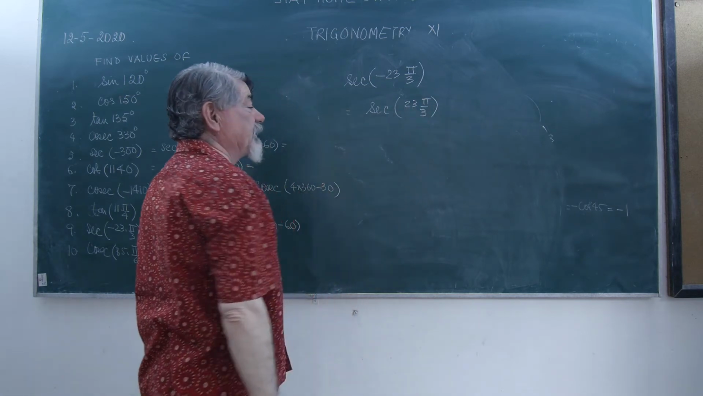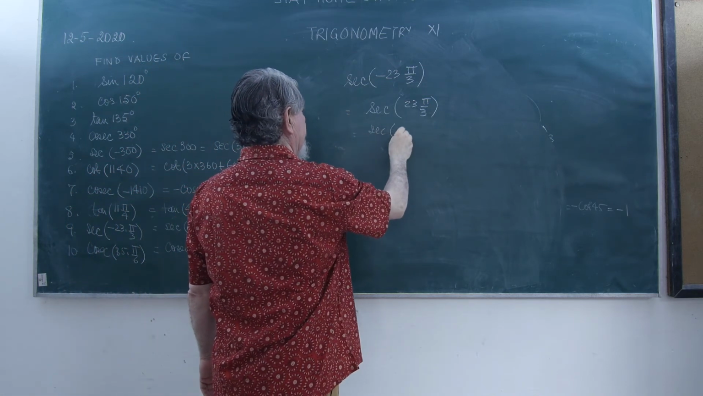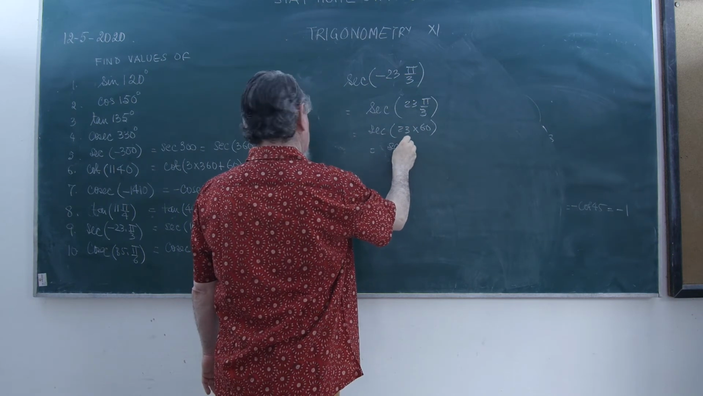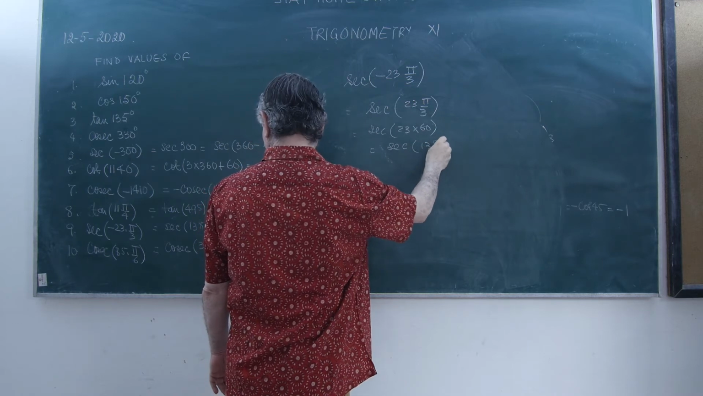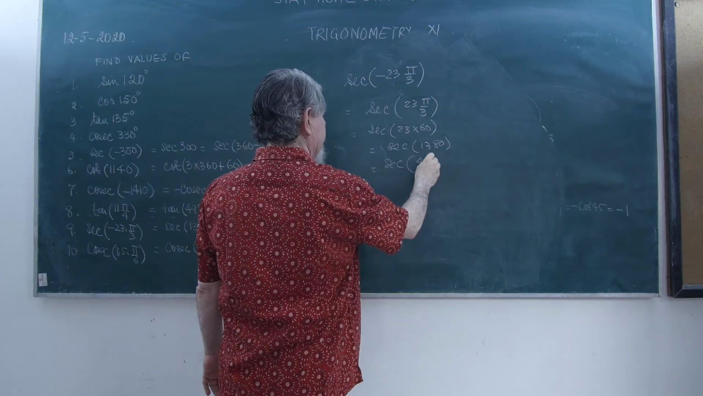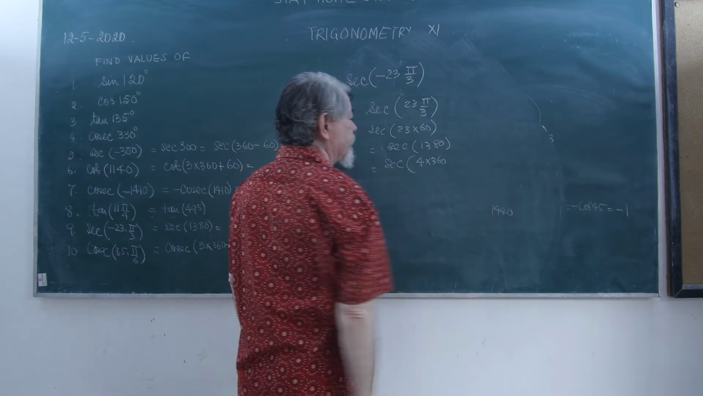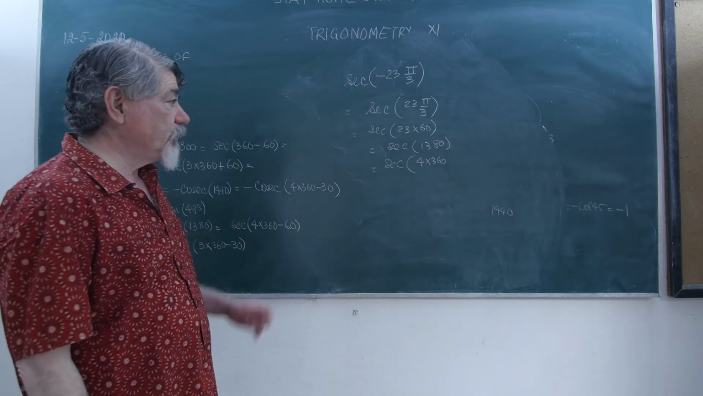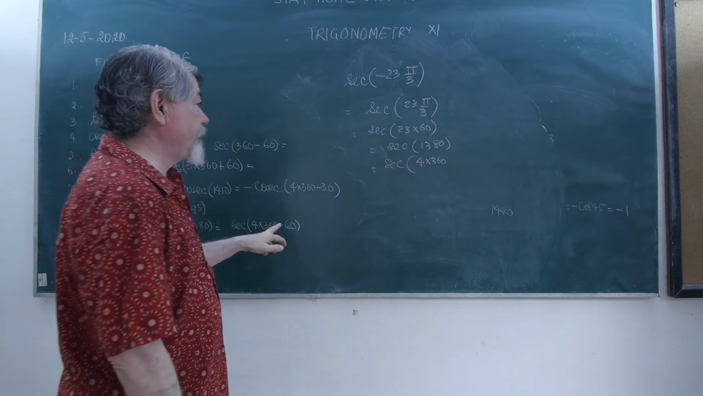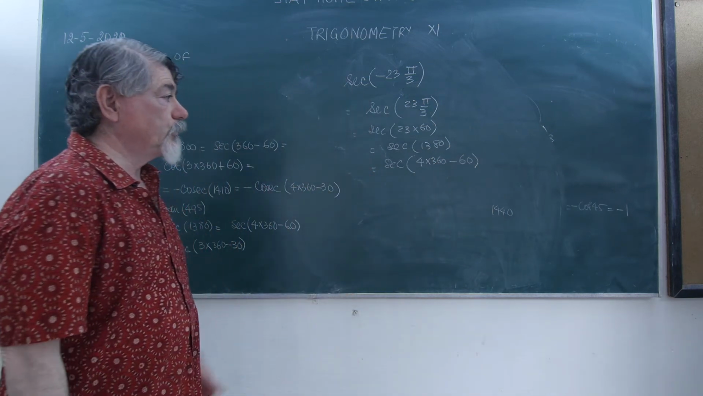Pi by 3 is 60, so sec 23 into 60 will give you sec 1380. It can be sec 4 into 360. 4 into 360 is 1440, because 36 into 4 is 1440. So 1440, and you get 1380. That means you have to subtract. We are subtracting 60 from it to get 1380.